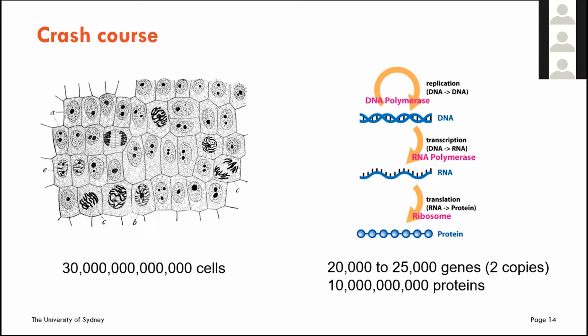We have 30 trillion cells. And each of the cells has DNA, has RNA, and finally has proteins. So we have between 20 and 25,000 genes that we know, 2 copies of each of these, and we have 10 billion proteins in each of our cells. We're really complex as an organism, and that's a single cell.